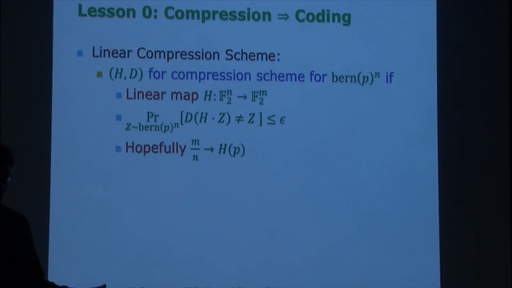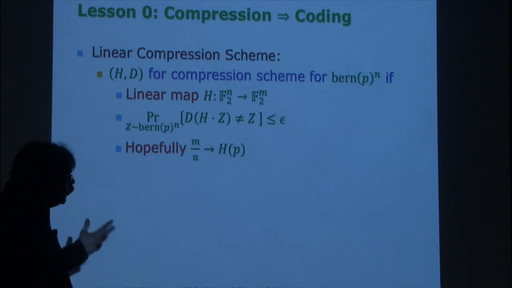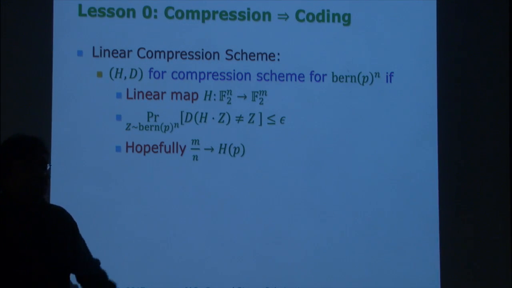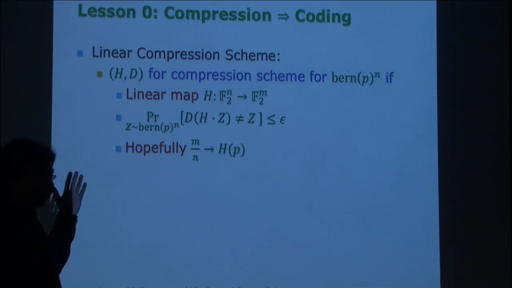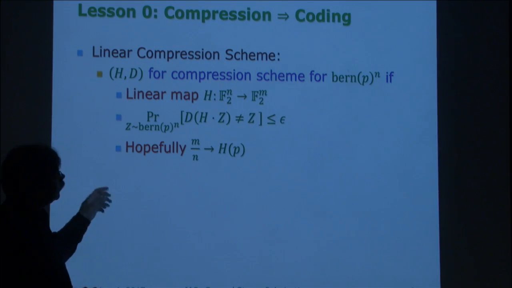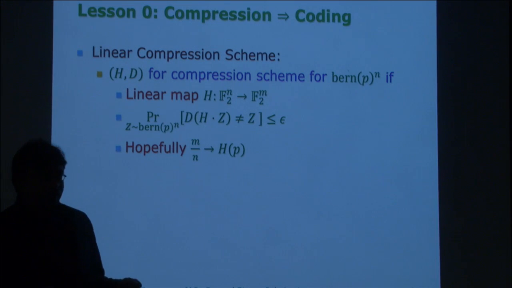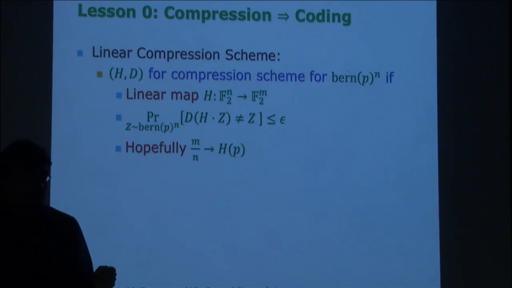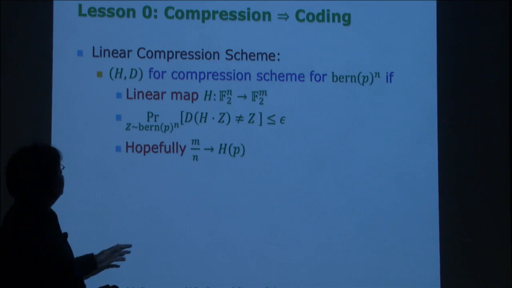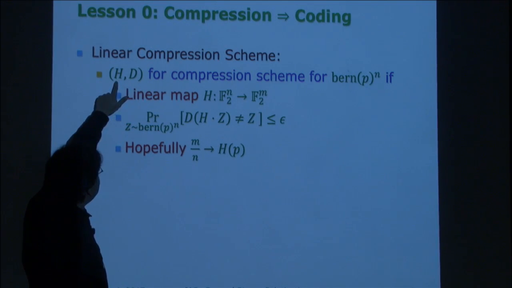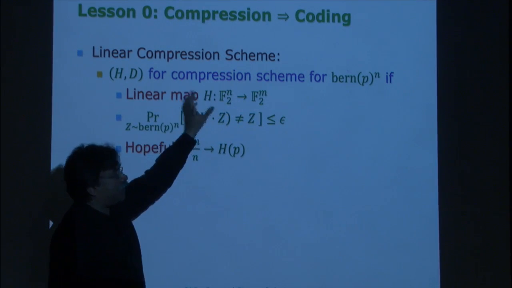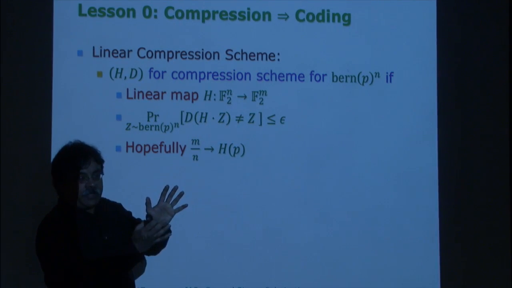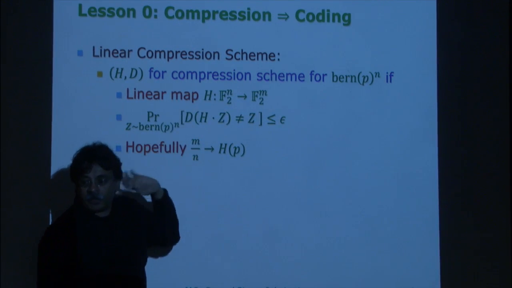Okay, so this is lesson zero. It's a beautiful lesson which I don't remember knowing explicitly. But all you need in order to be able to correct random errors is a linear compression scheme. So what's a linear compression scheme? It should be a matrix H where compression is multiplying by this matrix H. So it takes n letter strings and compresses them to m letter strings by multiplying by that matrix.